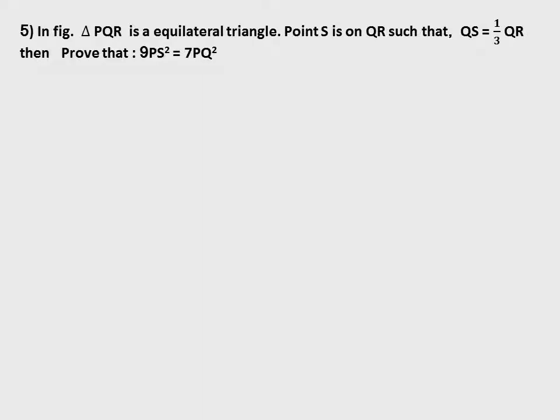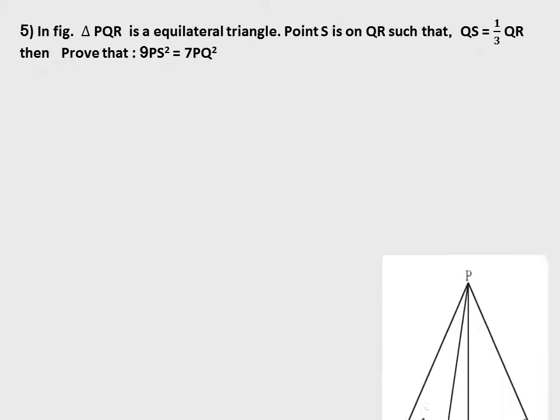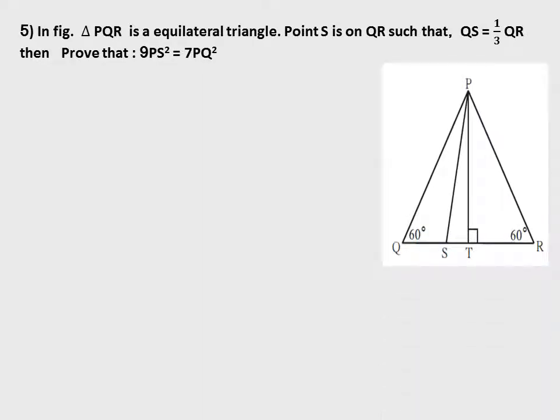In this example, we have a problem. In triangle PQR, which is an equilateral triangle, that means all three sides are equal. Point S is on QR such that QS is equal to 1 upon 3 QR. Then prove that 9PS square equal to 7 PQ square.